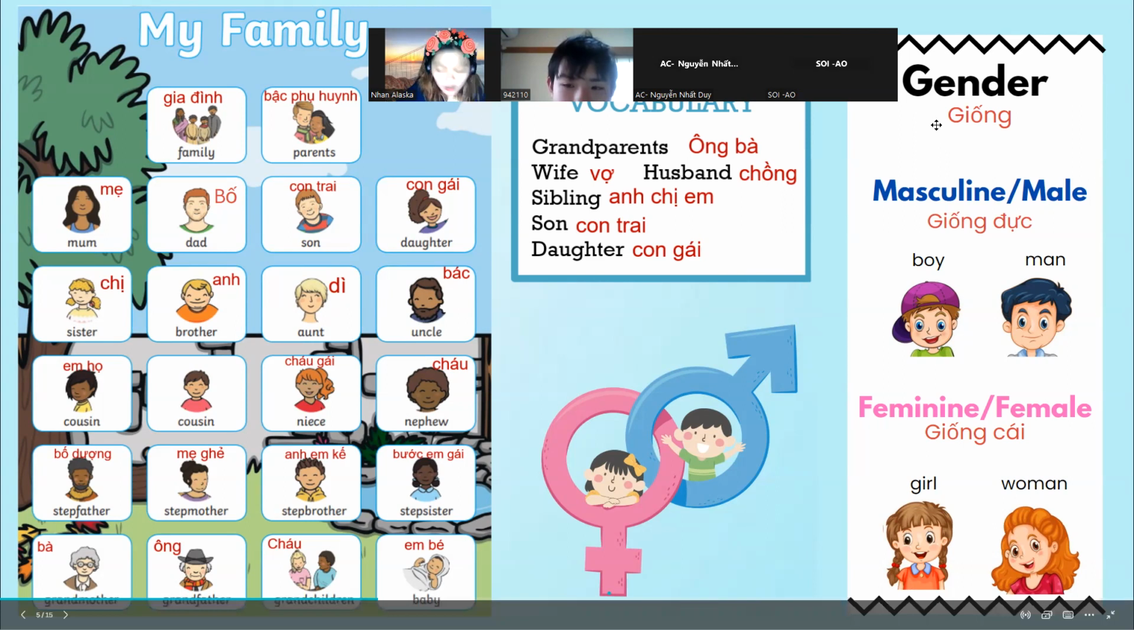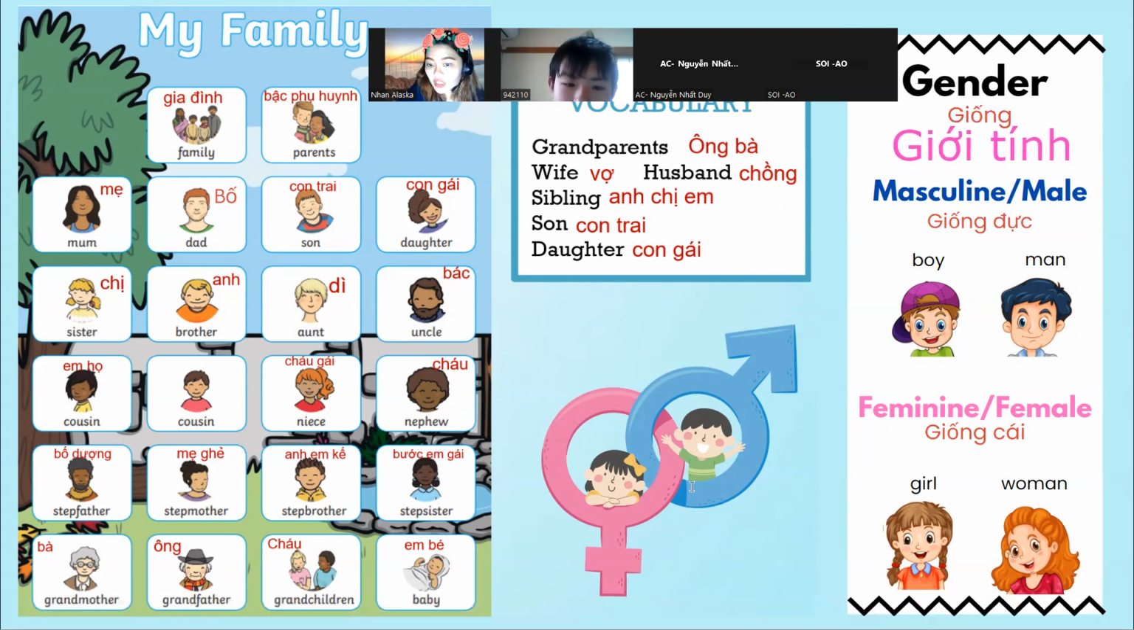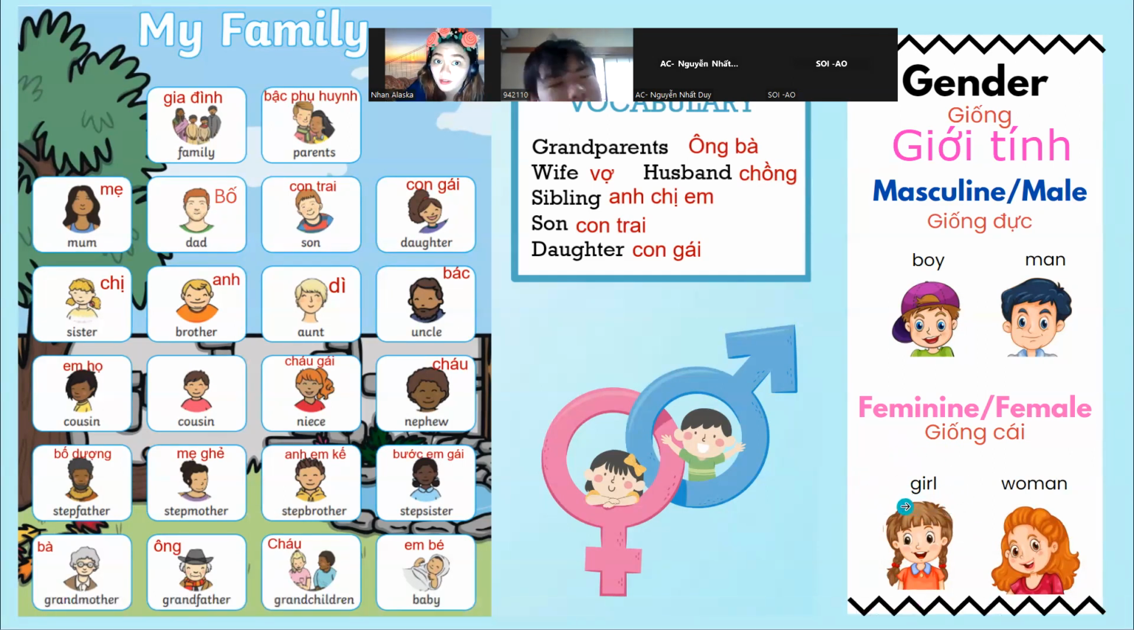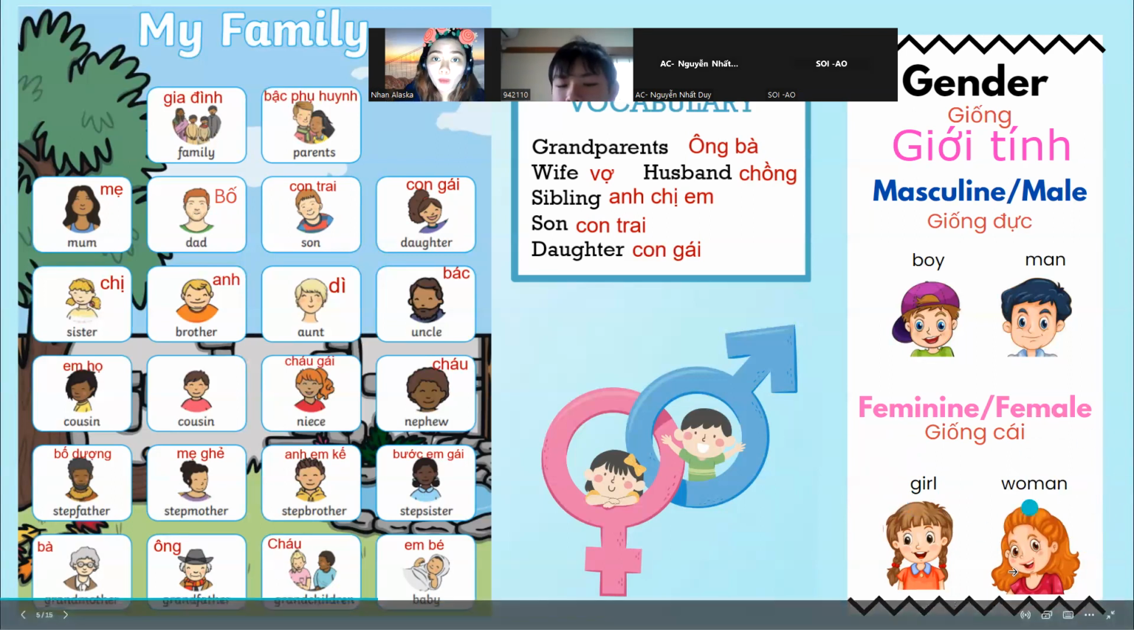So here, this is the appropriate translation of gender. Okay, thank you. So next we have feminine. You say feminine, or female. Female: Miss Cha, aunt. So this is feminine. If you are referring to a kid or a young individual, we call them girl. If it's a grown up like Miss Cha and Mommy, you call it woman.